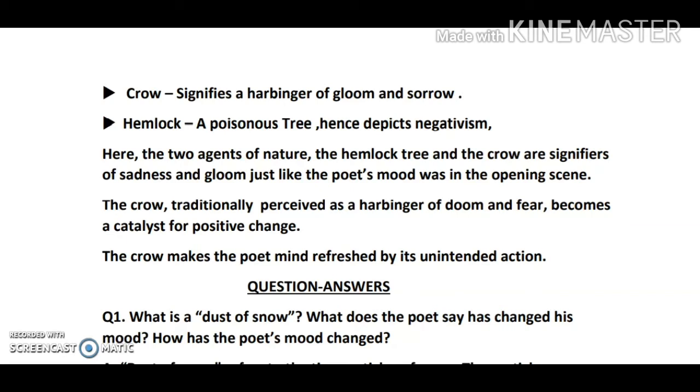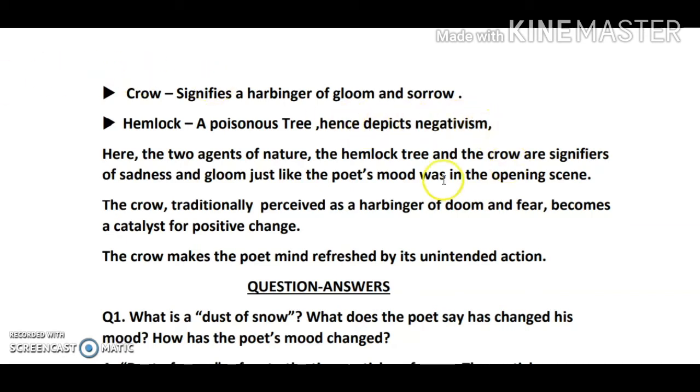The crow, traditionally perceived as a harbinger of doom and fear, becomes a catalyst for positive change. The crow makes the poet's mind refreshed by its intended action.